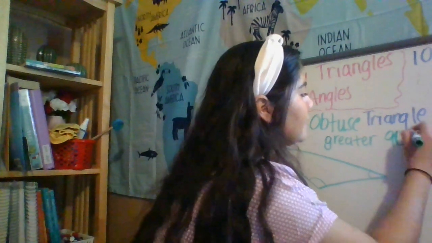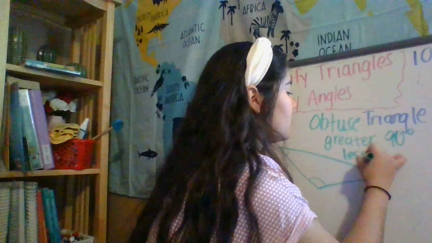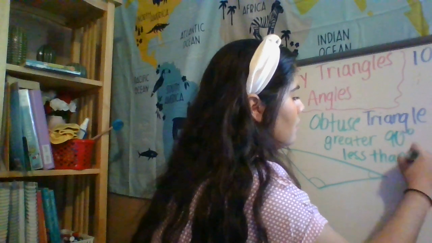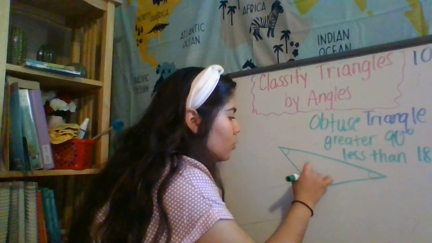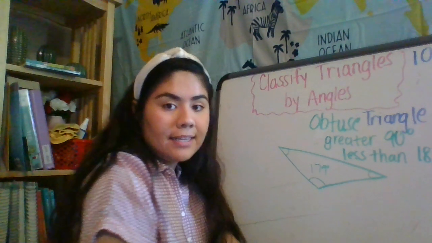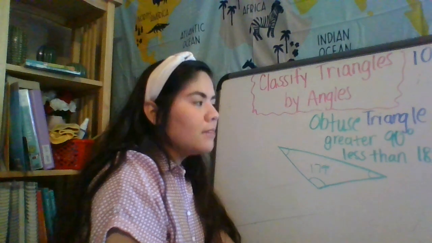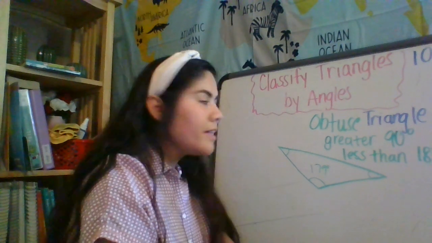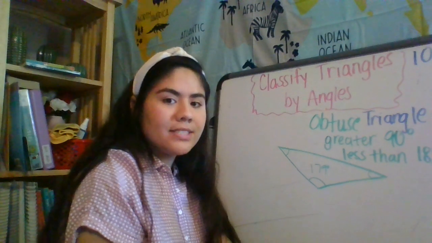Greater than 90 degrees, less than 180. That means this triangle could have the angle 179 because it's not 180. It's less than that. So that's an obtuse triangle. I'll give you a second to copy that.